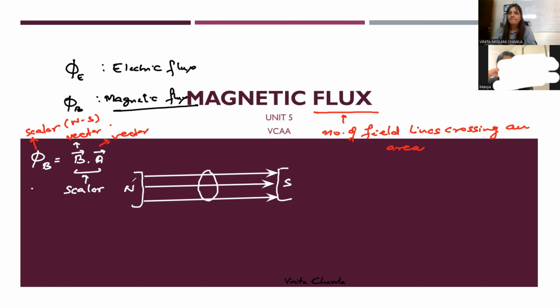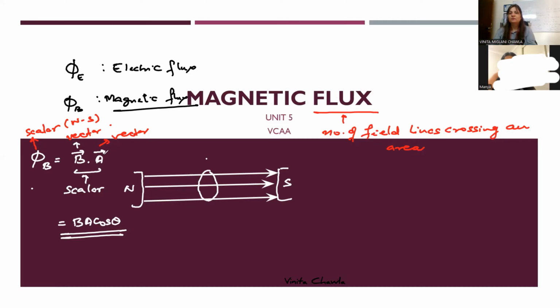Okay. And how do we write it? We write magnetic flux either by this vector B dot A, or we can write BA cos theta. Because when we take the scalar product, we write cos theta. Theta is the angle between the magnetic field intensity vector and area vector.